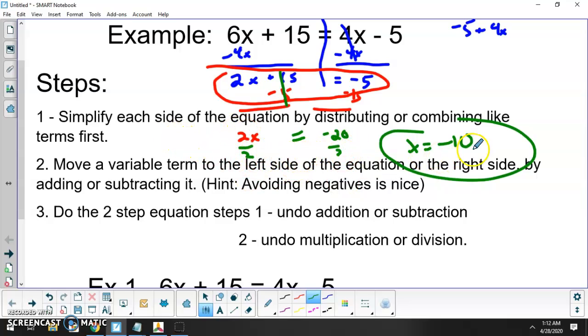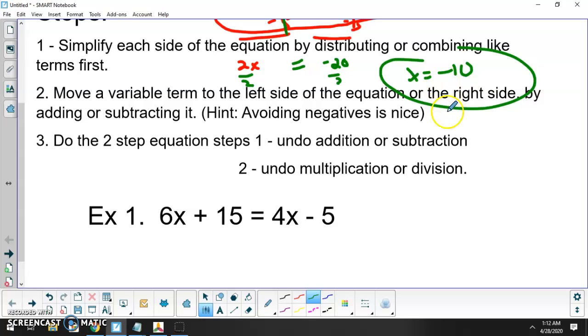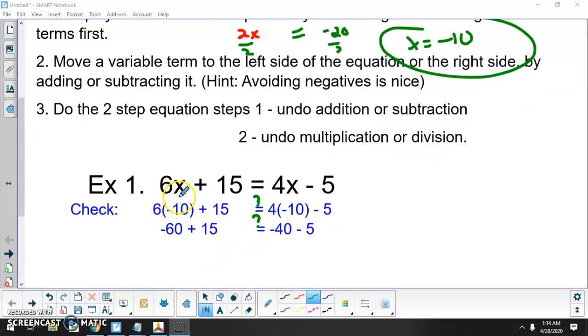Let me show you how you can check real quick that x is equal to negative 10, to see if your answer is right. What I did here is I substituted in place of this x, negative 10, and in place of this other x, negative 10. And there's a little question mark in the middle because we really don't know if this is equal, so I put a question mark there.